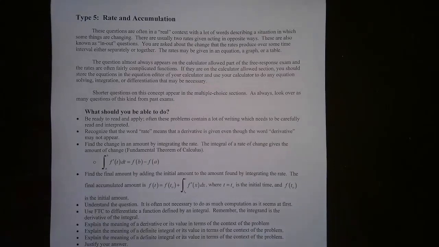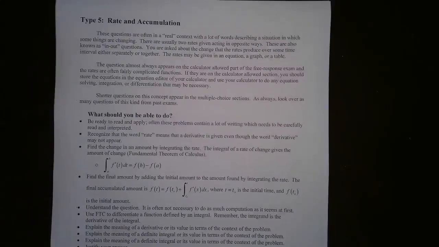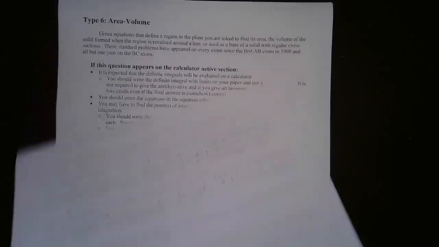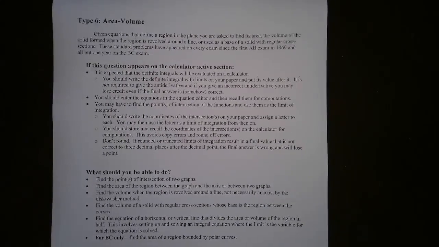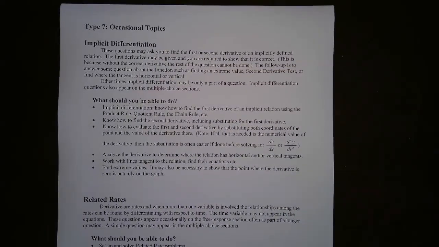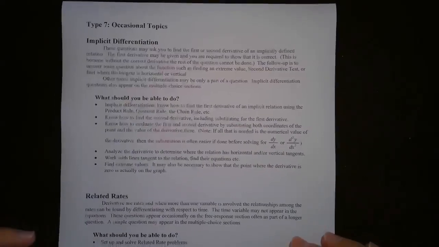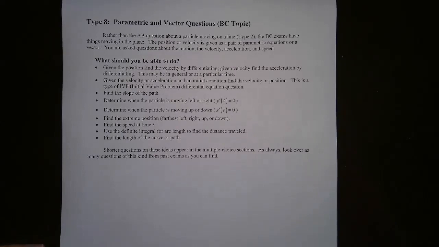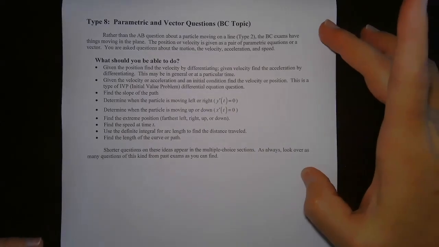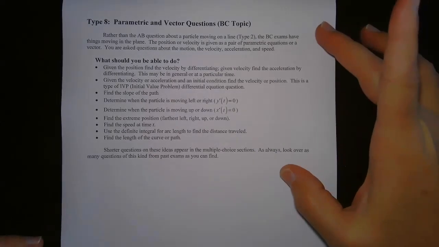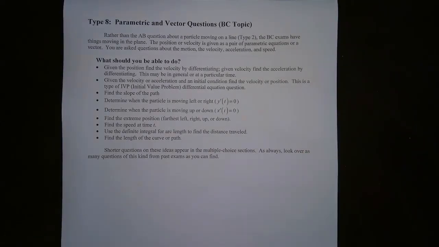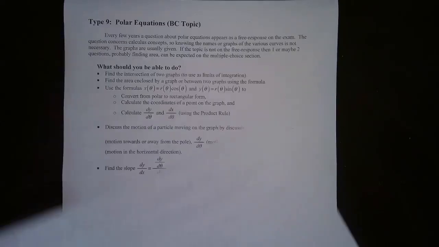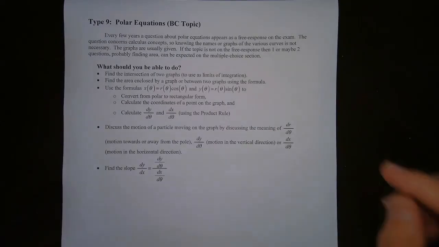You have rate and accumulation, and area and volume. And then here are some occasional questions, implicit differentiation and related rates. And for you guys, you have these BC topics. Here are parametric and vector questions. They are not going to ask you this year, because this is the unit that they've cut out of the exam. Same thing with this one, the polar.